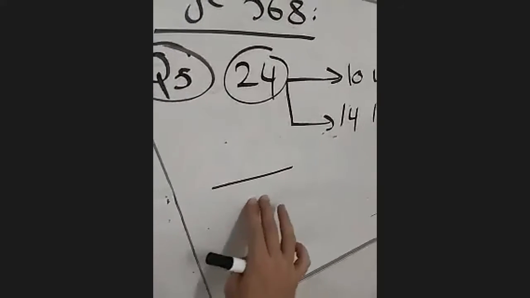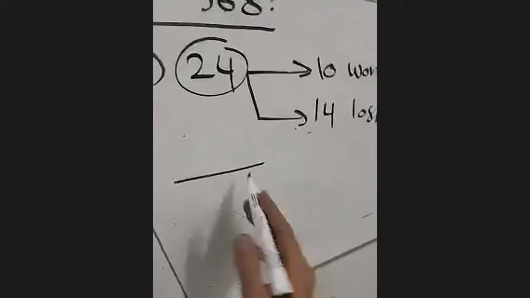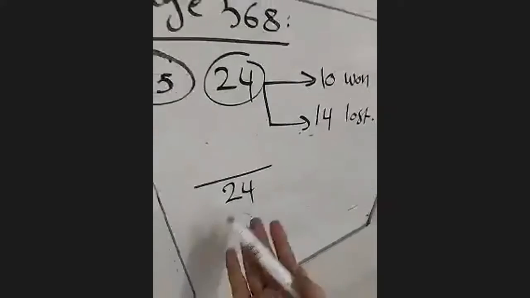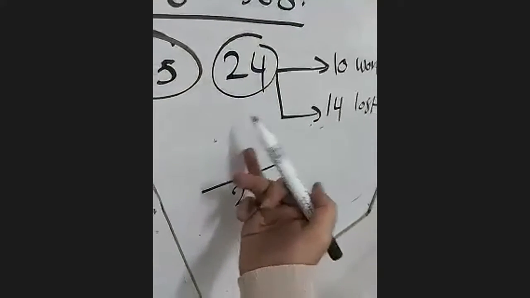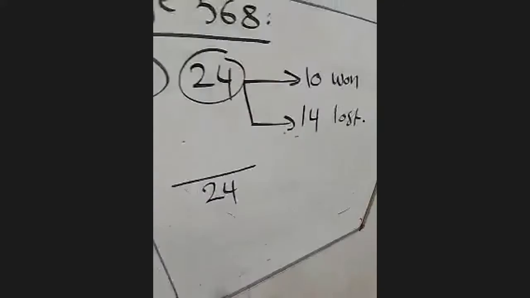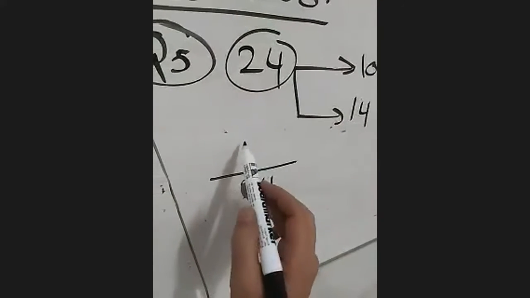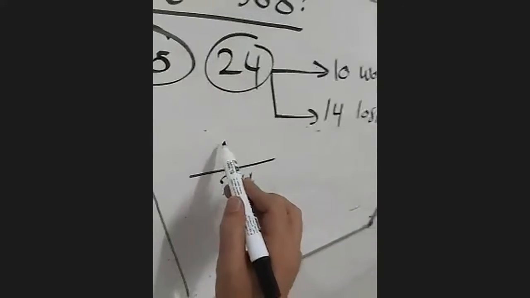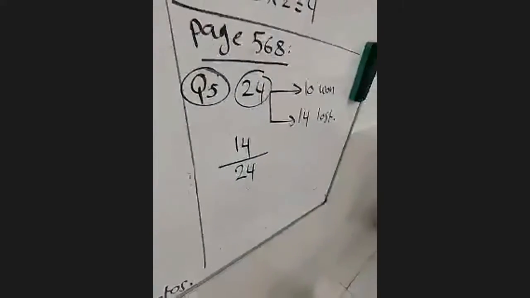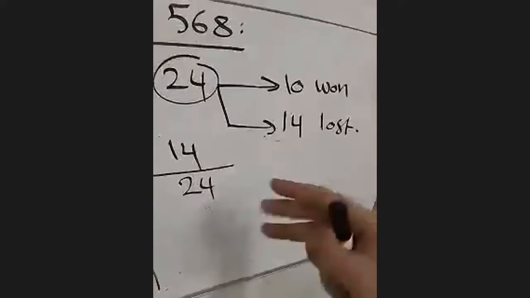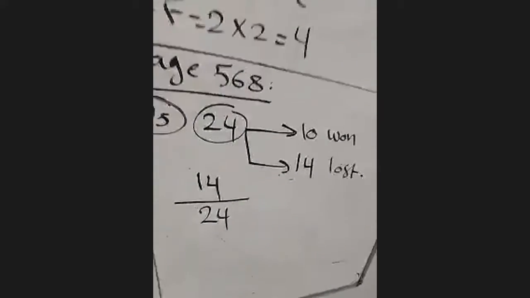Down is the total number of games, which is 24. Now up, what does the question want, the winning or the losing games? Losing. So what is up? 14. So this is our fraction. But if the question wants the winning games, we'll say 10 over 24, not 14 over 24. Do you understand that?